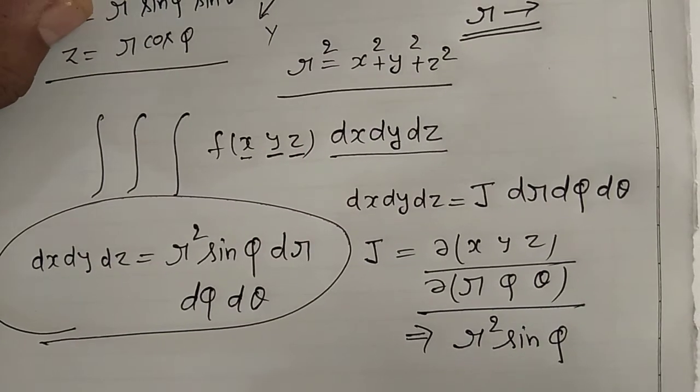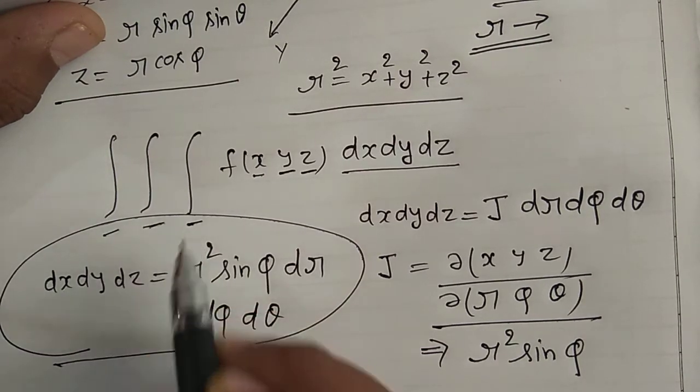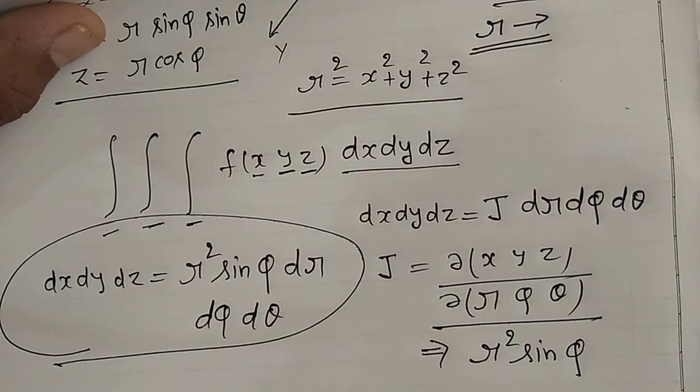So this is the transformation, and the limits of r, theta and phi we need to find out for the given problem, for the given region. So let us see a few problems based on spherical polar coordinates.